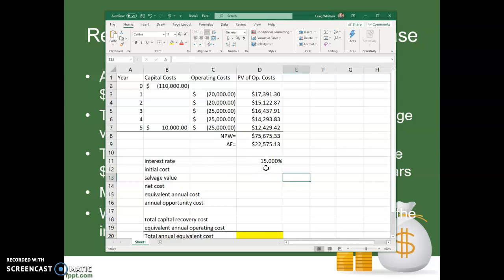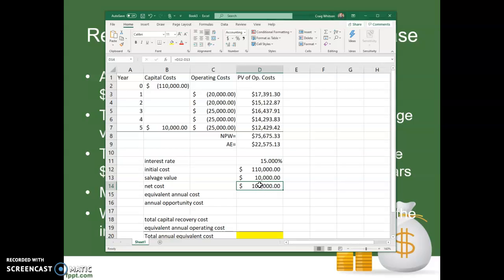So the interest rate is 15%. The initial cost of the investment is $110,000. The salvage value that we get back in the end is $10,000. And so the net cost, what this is going to cost us over 5 years, is equal to what we pay for it minus what we can sell it for. So it's that $110,000 that we paid minus the $10,000 we get at the end. Really, it only costs us $100,000. That's our net cost to us.